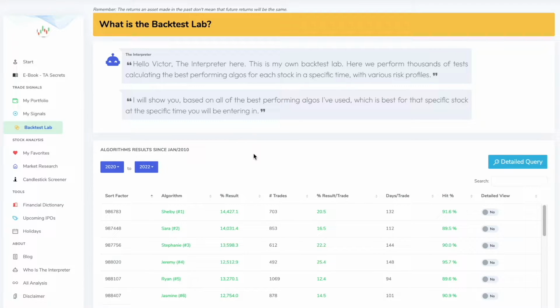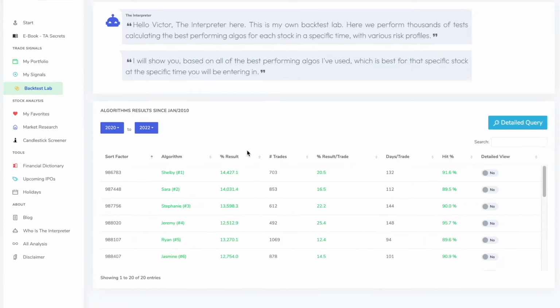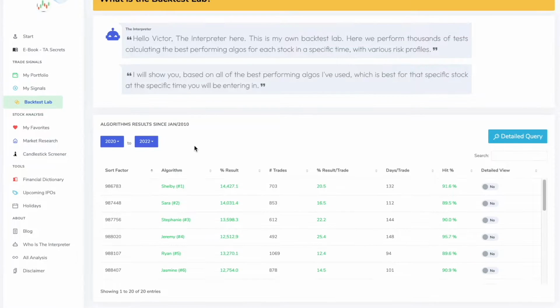We will have this table for every stock inside the three major indexes, the Dow 30, NASDAQ 100, and the S&P 500. And let's break it down left to right. Here we will see the name of the algorithm, which we have given a name for each of the 90 algos. So we have Shelby, Sarah, Stephanie, Jeremy, and the list goes on, with each algorithm having a specific name.